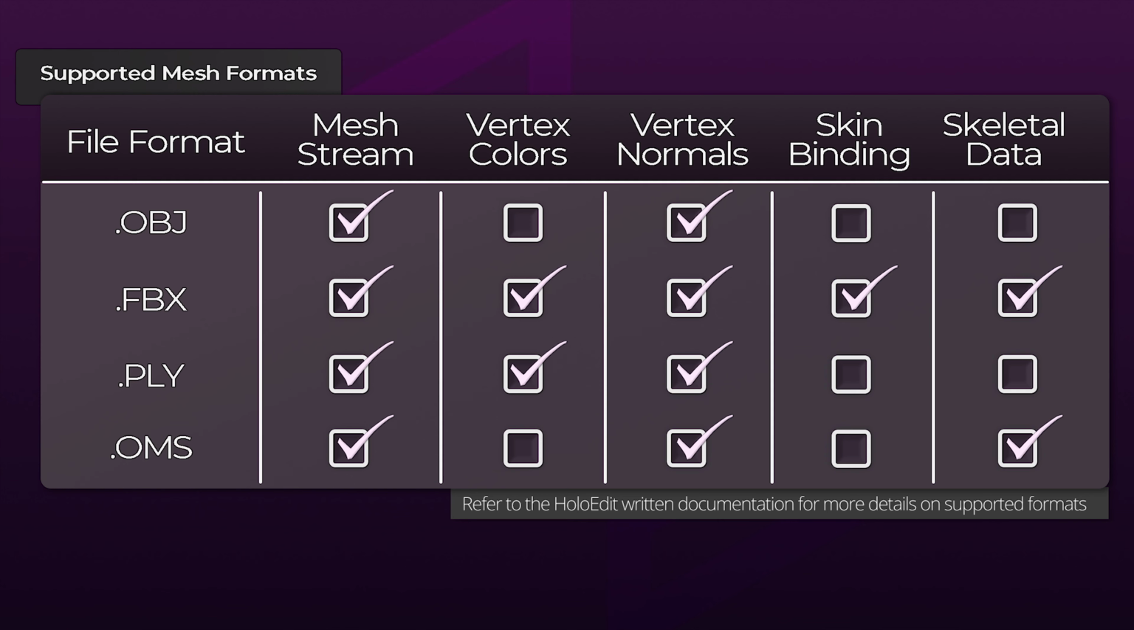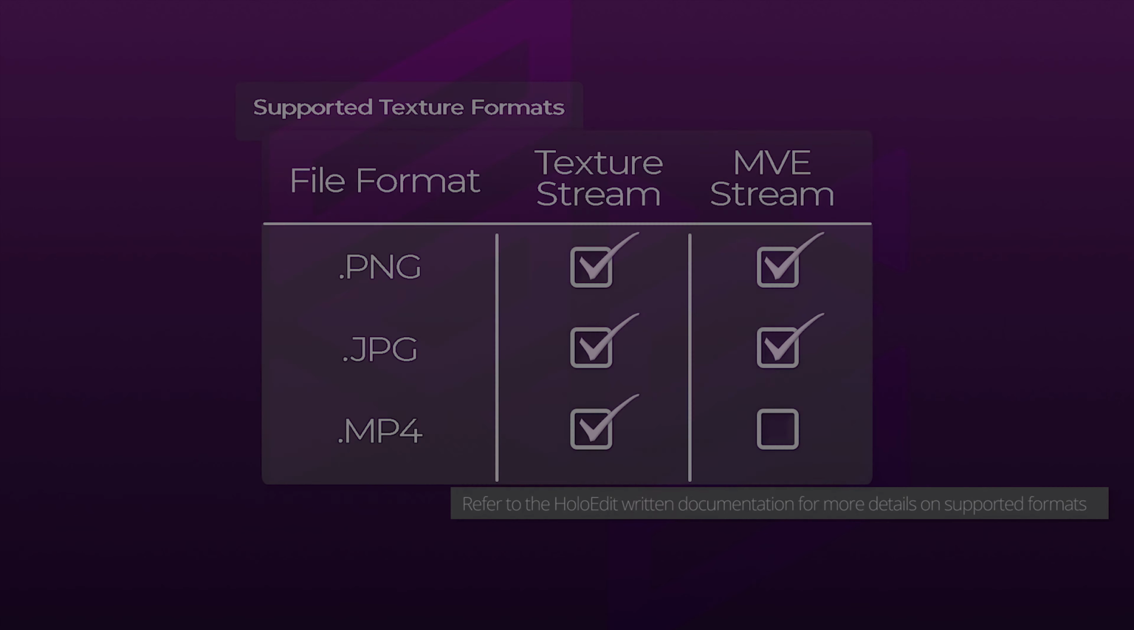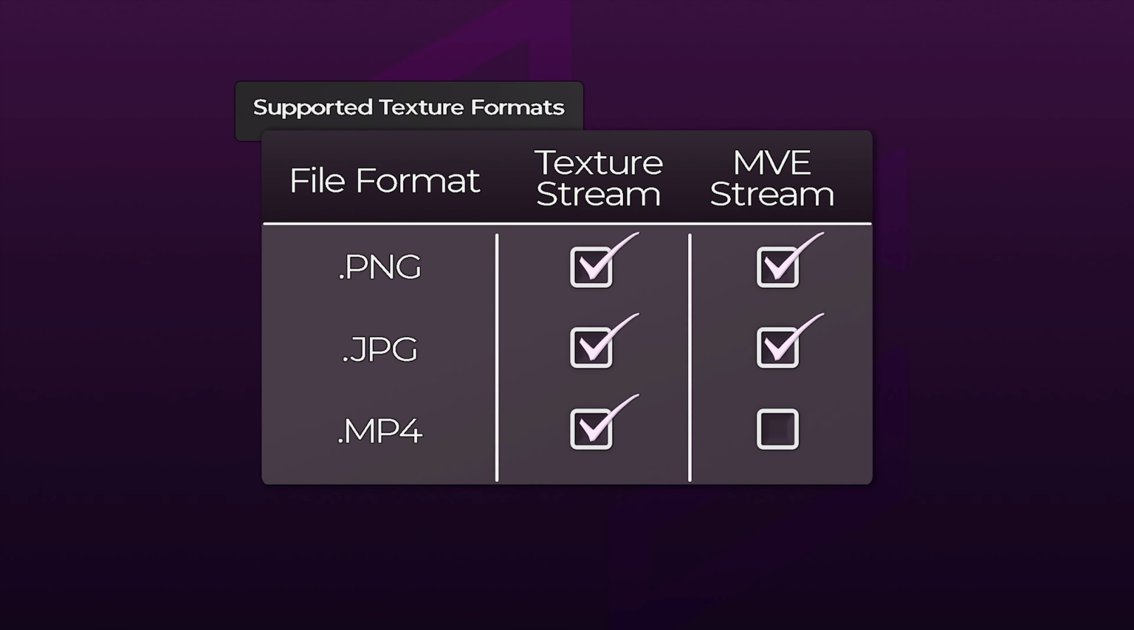HoloEdit supports texture streams from the following formats: PNG, JPEG, and MP4 files, which, like OMS files, represent whole clips and can only be imported if they are placed alone inside a folder. In addition, HoloEdit supports a kind of texture stream called MVEs. MVE, or multi-view environment, is a format for raw image data used for geometry reconstruction and texturing.